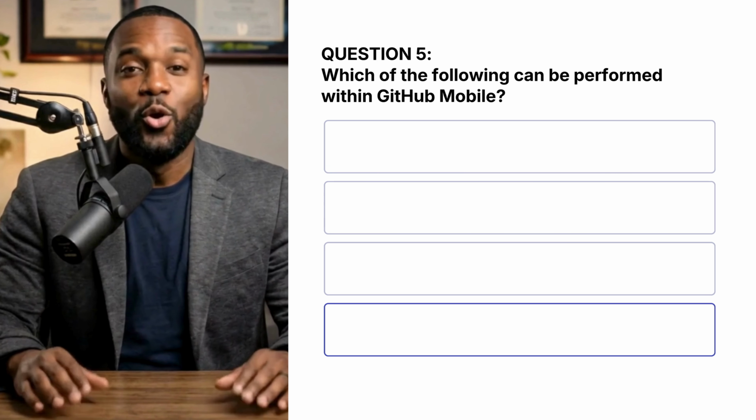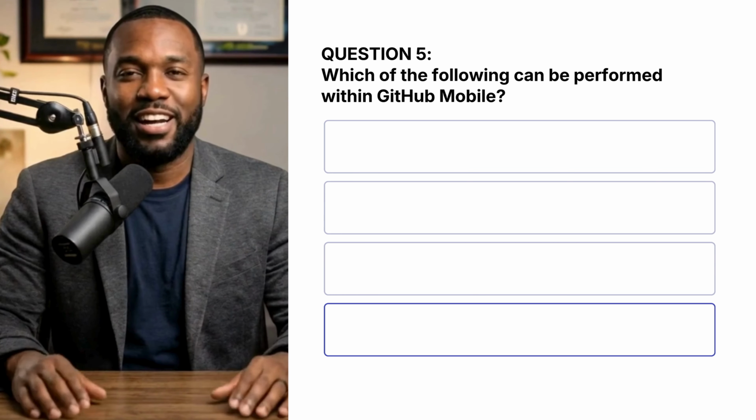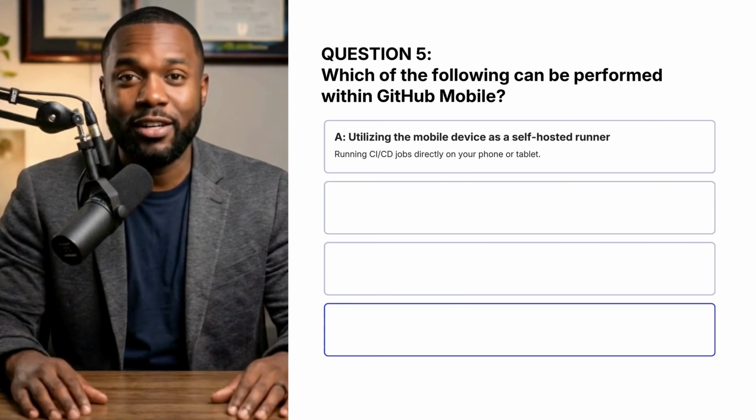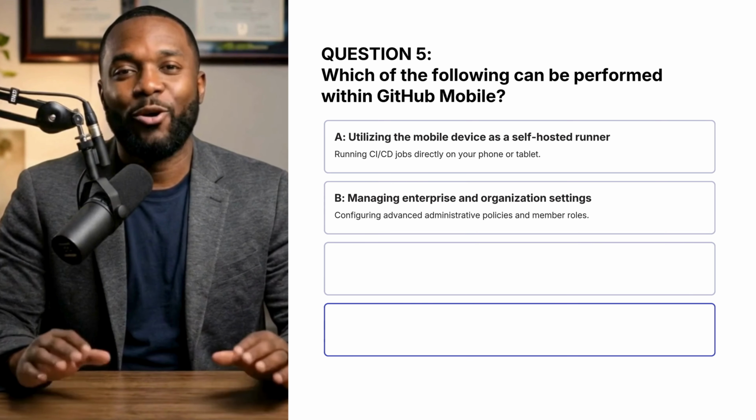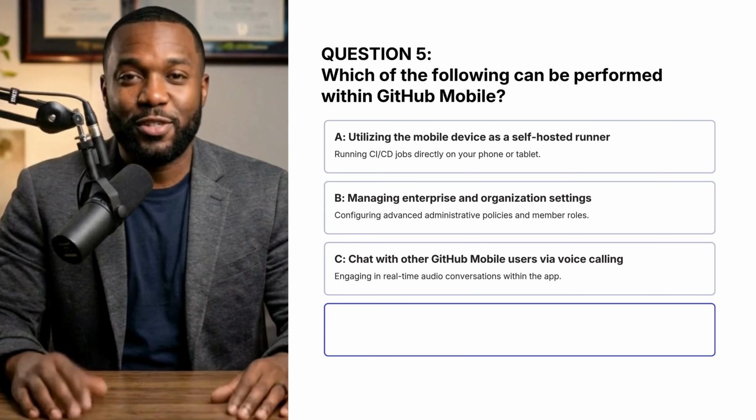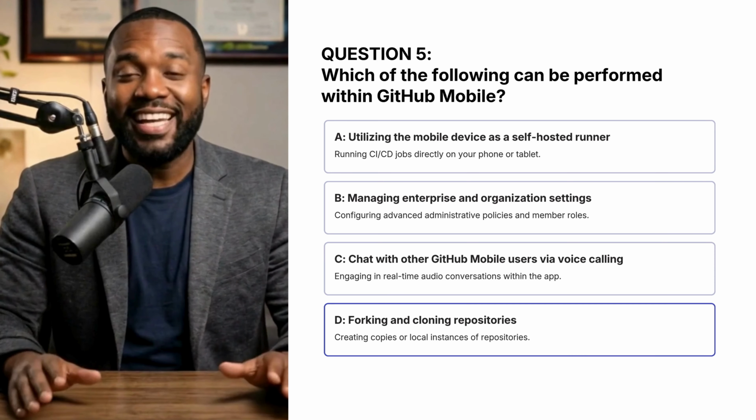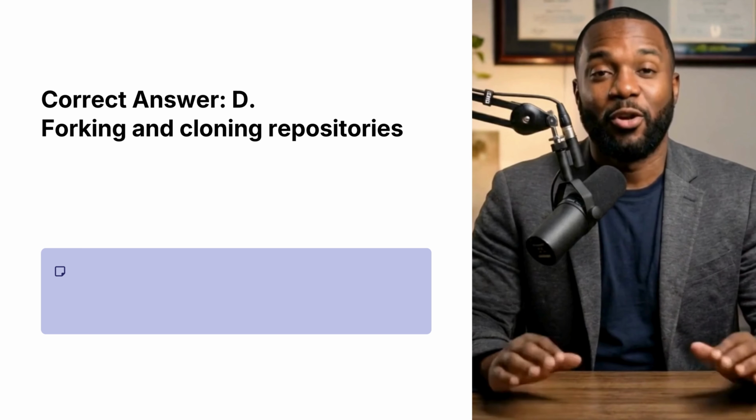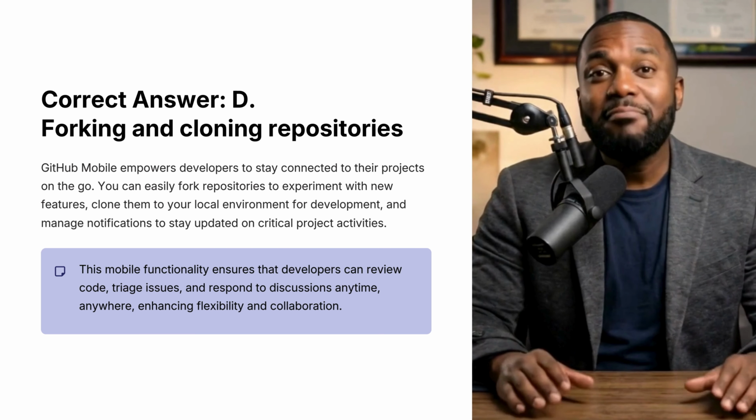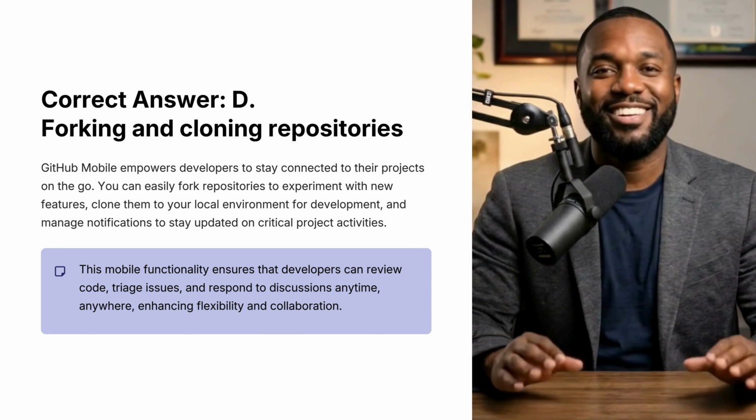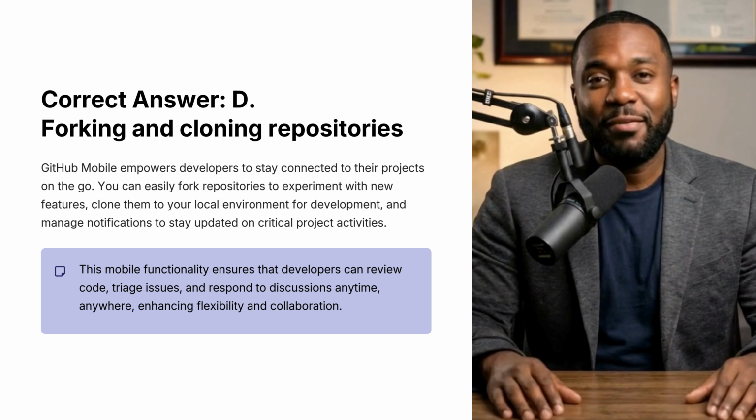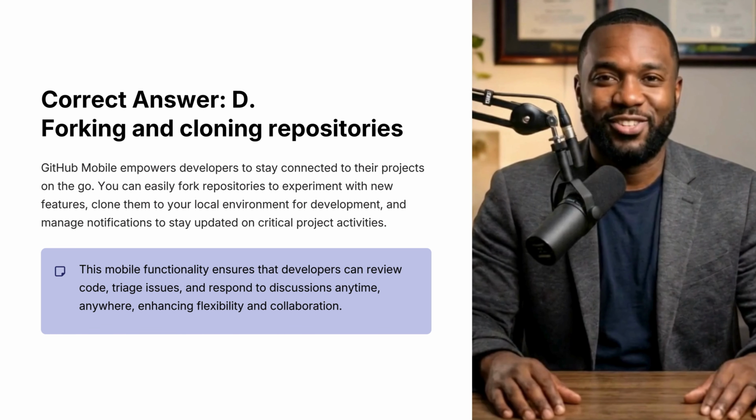Question number 5. Which of the following can be performed within GitHub Mobile? A. Utilizing the mobile device as a self-hosted runner. B. Managing enterprise and organization settings. C. Chat with other GitHub Mobile users via voice calling. D. Forking and cloning repositories. Correct answer, D. Forking and cloning repositories. GitHub Mobile allows you to fork repositories and interact with them, including viewing code and opening in other tools, and it is commonly used to manage and respond to notifications.